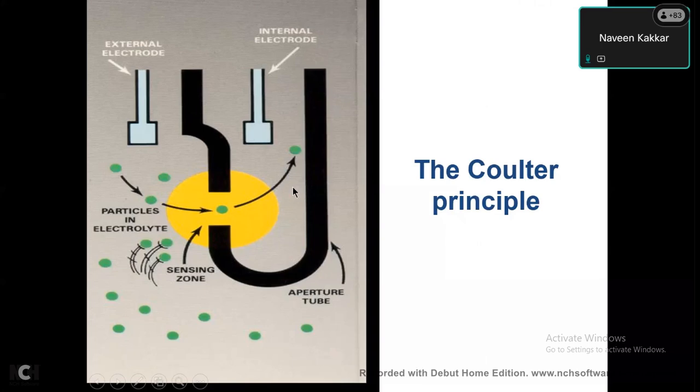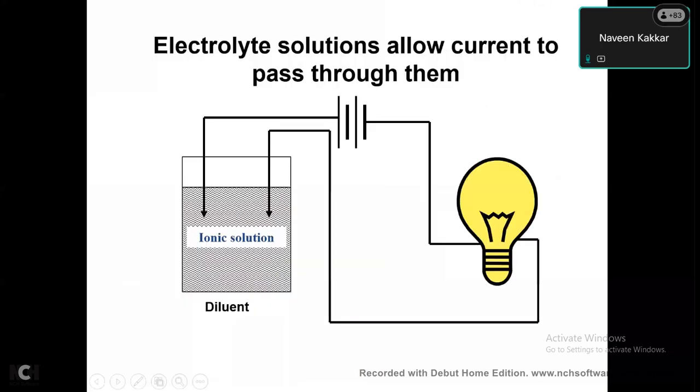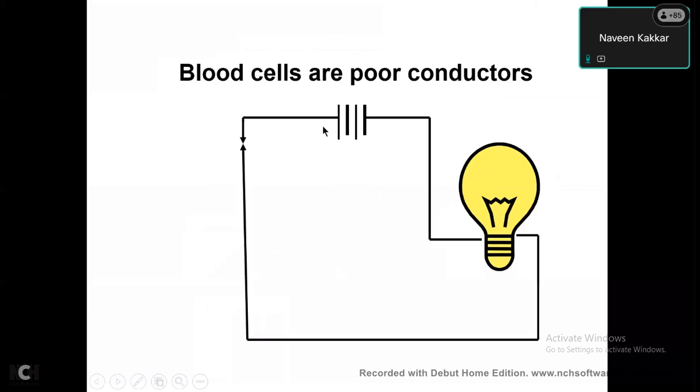So let's look at some cartoons or animations. Electrolyte solutions like the diluent in most analyzers. When your analyzer is connected and on and ready to run, the circuit is complete. So you have an electronic circuit complete through electrodes within the diluent. Now blood cells are poor conductors, so when the circuit is complete and the current is flowing, you put in a cell, let's say a red cell, and the current is cut off.